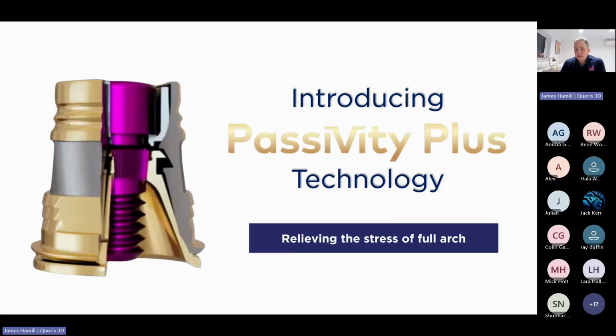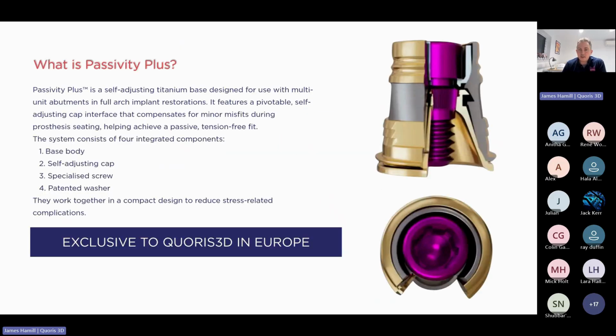So this is where Passivity Plus comes in, which really is designed to relieve that stress of trying to figure out, is this bridge passive or not? It's a very clever little device, and it's ultimately a tie base which goes into the base of the bridge, and it can be added to any of the 4 workflows within DigiBridge.